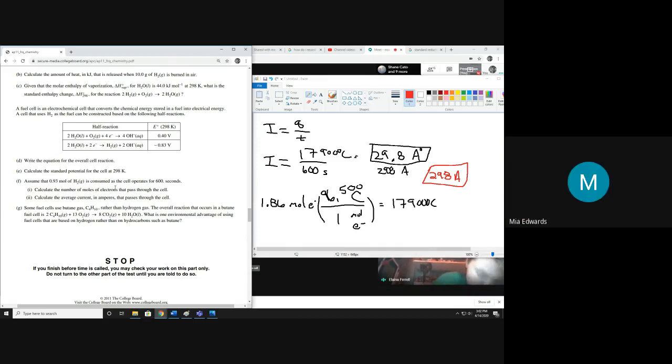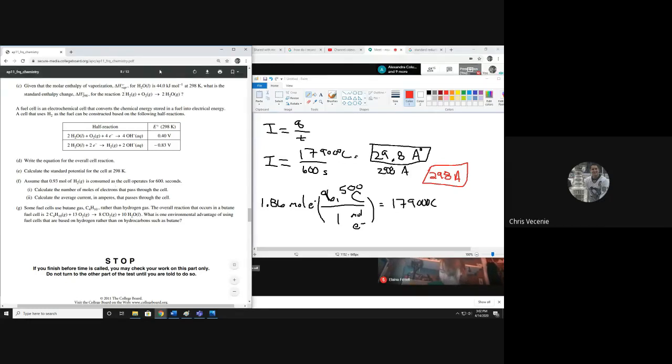Global warming. So for G, I would just say, burning butane releases CO2, which is a greenhouse gas, and contributes to global warming.